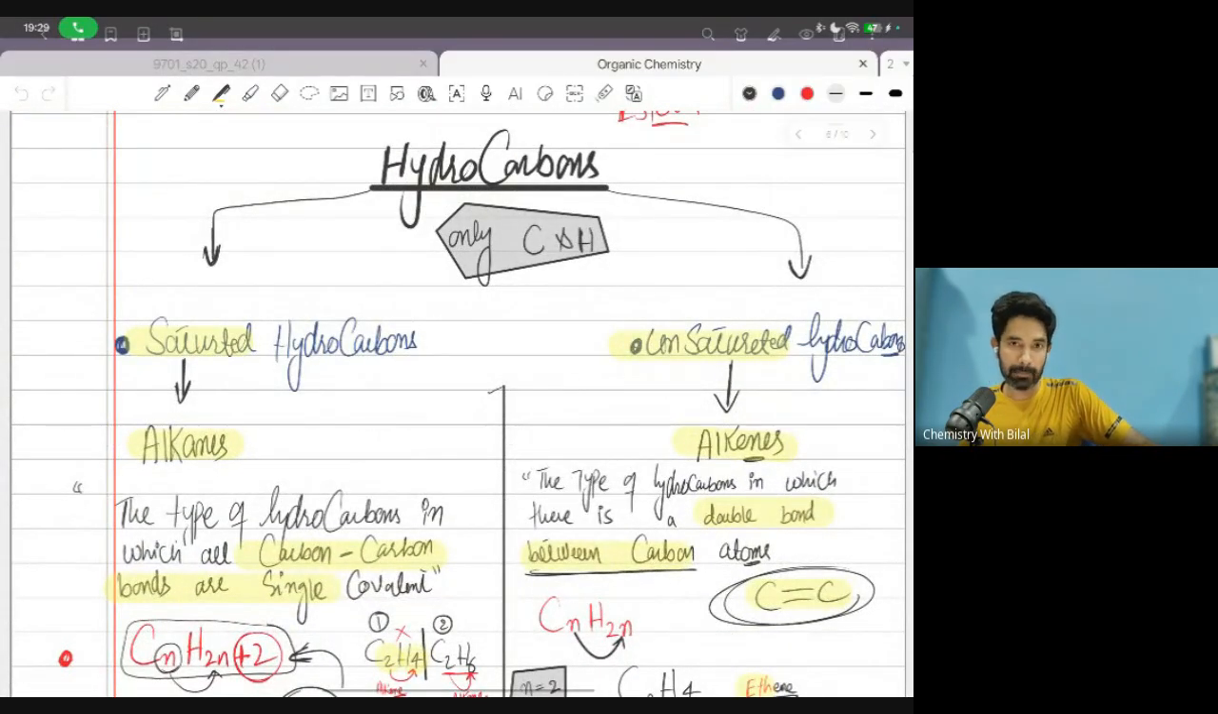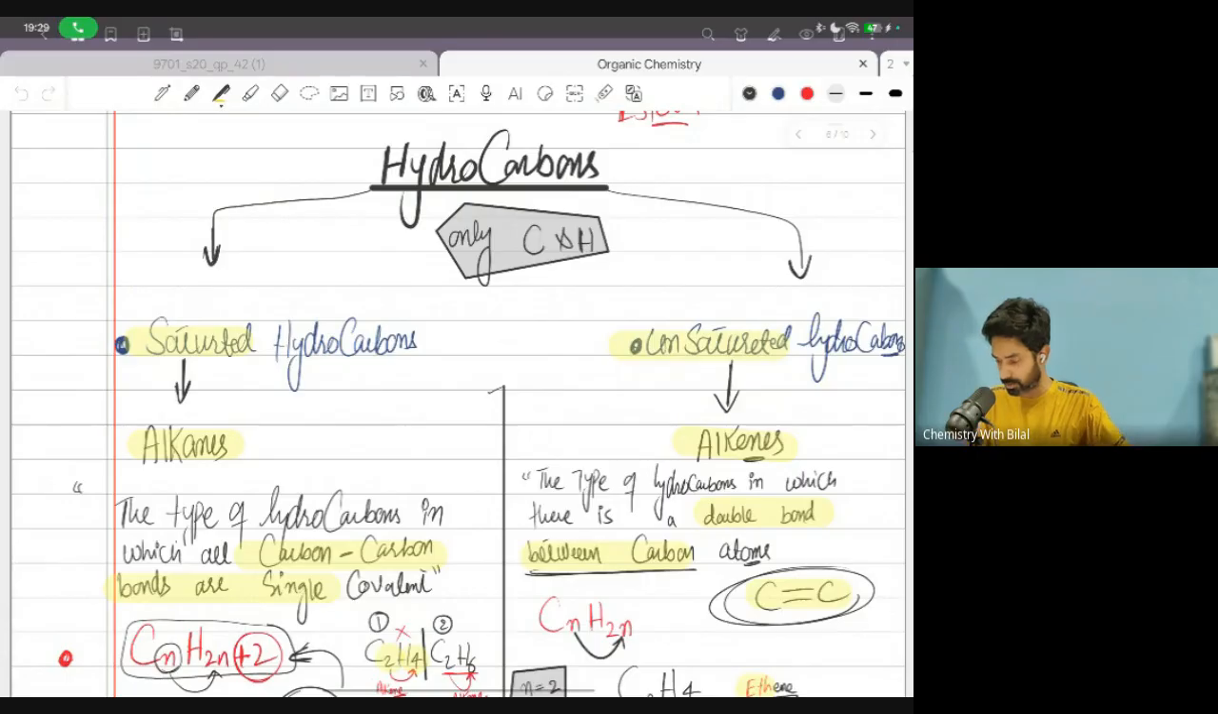compounds entirely based on carbon and hydrogen atoms, but we have variety in hydrocarbons. We have saturated and unsaturated. What is the difference, sir? Saturated are those which have all single bonds between carbon atoms, and in unsaturated we have a double bond.